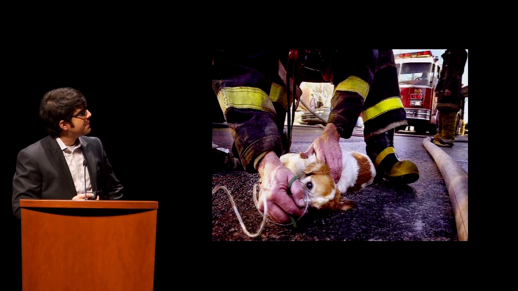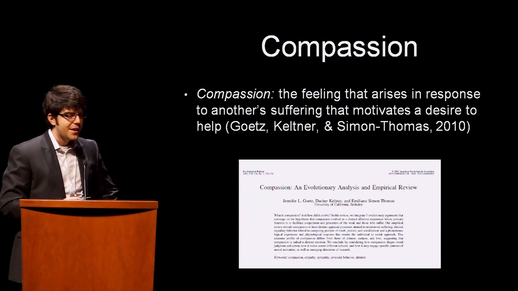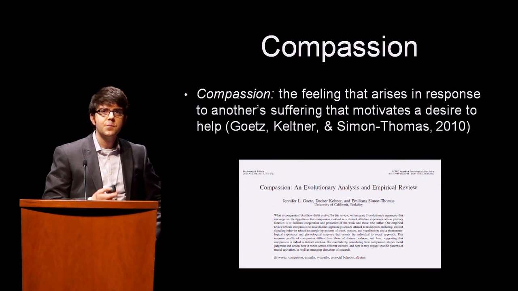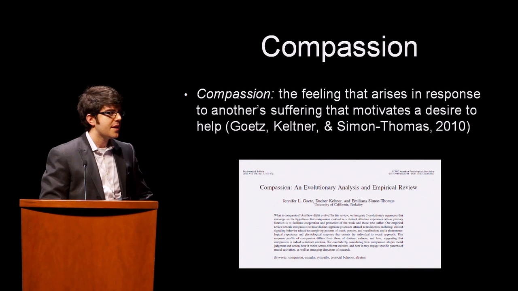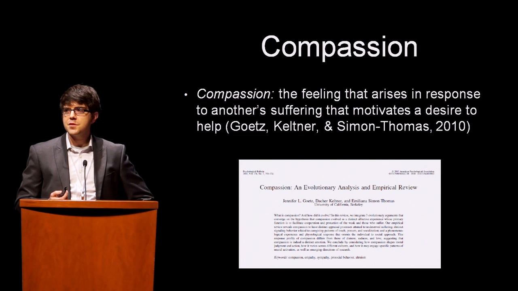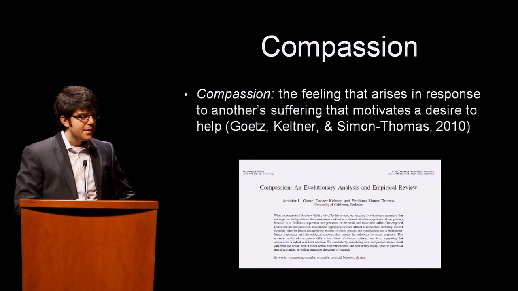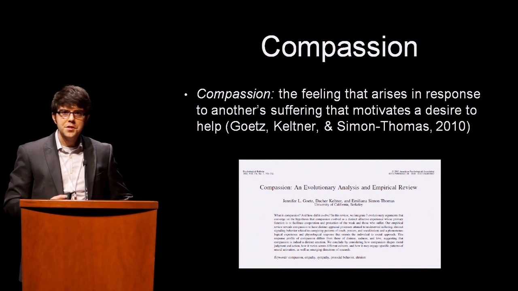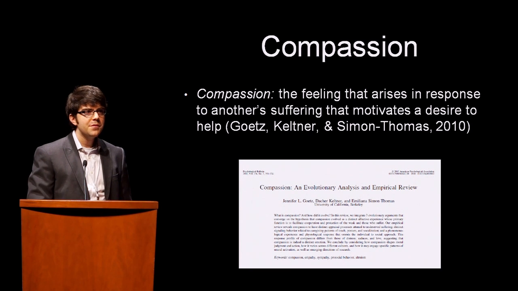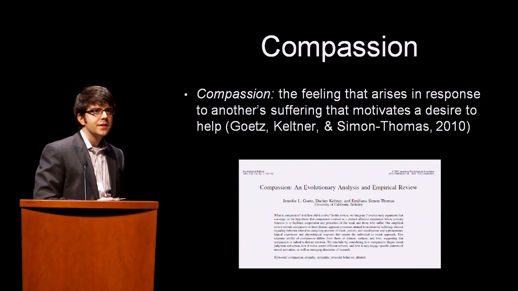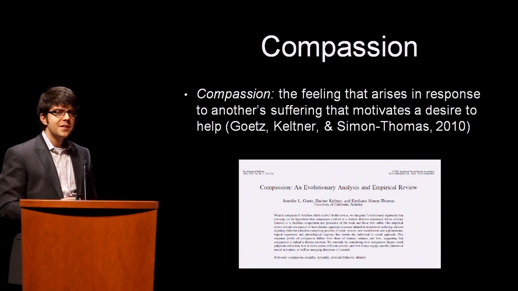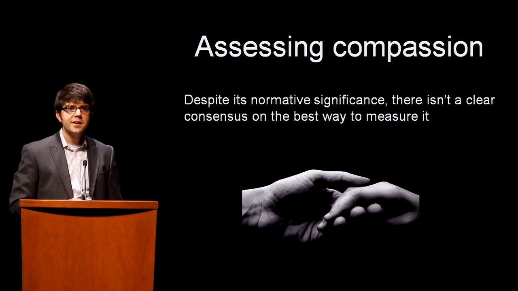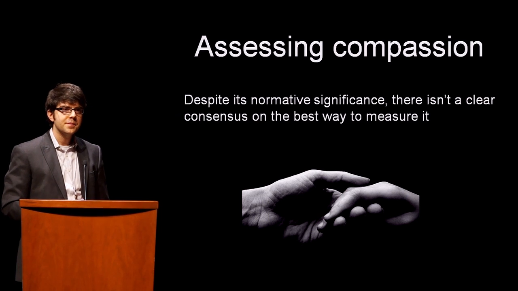So the state you might be feeling has been defined as compassion. Gates, Keltner, and Simon Thomas define this as the feeling that arises in witnessing others' suffering that motivates a desire to help. It's also been called empathic concern and sympathy. And as Dan mentioned nicely, it predicts a variety of positive social outcomes, things ranging from cooperation to pro-social behavior to forgiveness. And yet, despite the agreement that compassion has these positive qualities and consequences, there's not necessarily a clear consensus about the best way to measure it.